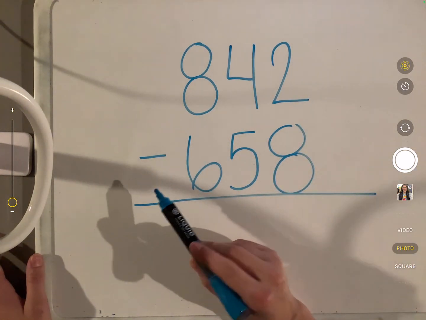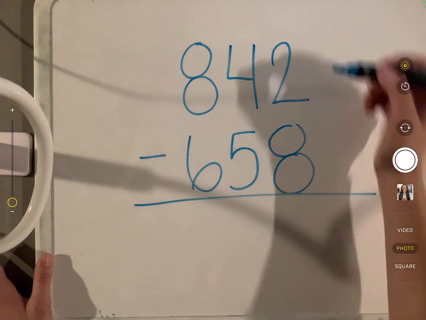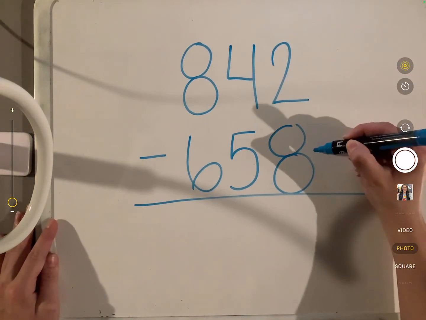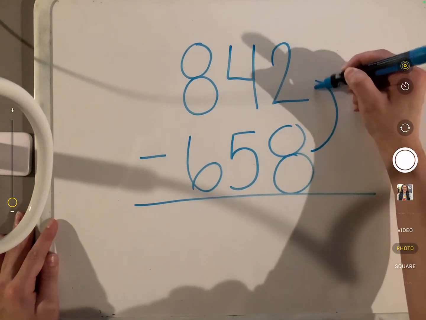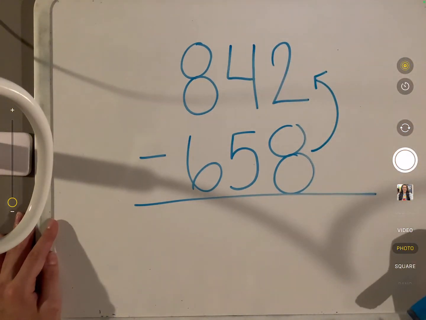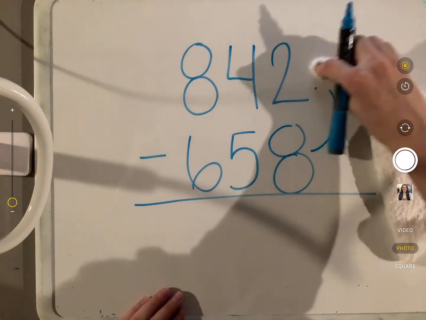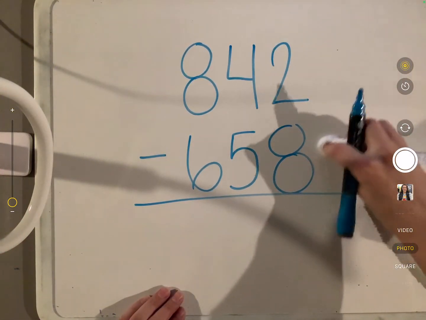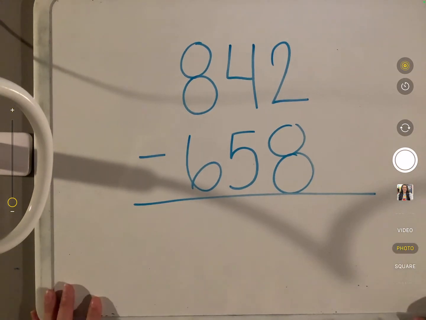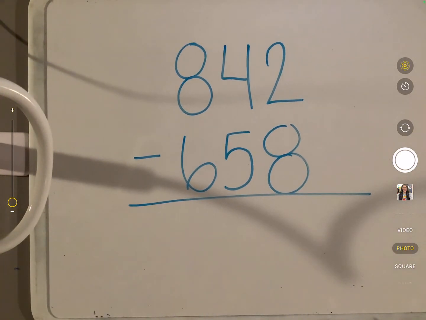One thing that I've noticed that a lot of you are doing is you're starting in your ones place, and you are taking this 8, and you are subtracting 2 from 8. That is wrong. Do not do that, okay? What you need to do is you need to borrow. Because look, let me show you something.